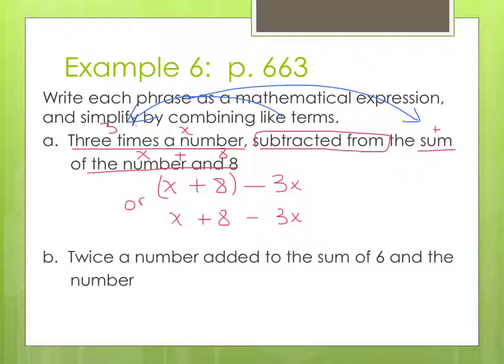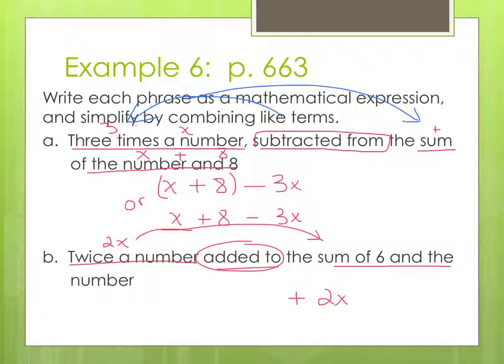On B, twice a number. So twice a number means we're multiplying by 2, so 2 times x. Added to is another one of the 4 keywords that switches it. So that means I would put plus 2x. The sum of 6 and the number. 6 plus the number. And again, order of operations would have me find the product of 2 and x and then add in order, so I don't need parentheses. If you wanted to put parentheses, that would be correct as well.